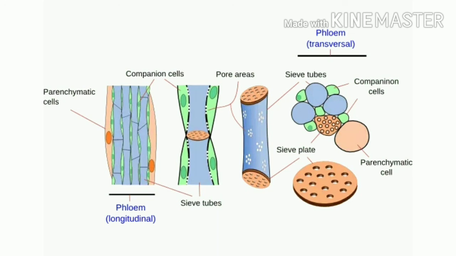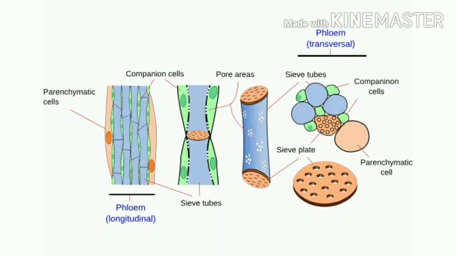Gymnosperms lack sieve tubes and companion cells. Instead, their phloem consists of albuminous cells and sieve cells. Sieve tube elements are long, tube-like structures arranged longitudinally and are associated with companion cells. Their end walls are perforated in a sieve-like manner to form sieve plates. A mature sieve element possesses a peripheral cytoplasm and a large vacuole, but it always lacks a nucleus. That's why they require companion cells to help in controlling their functions.